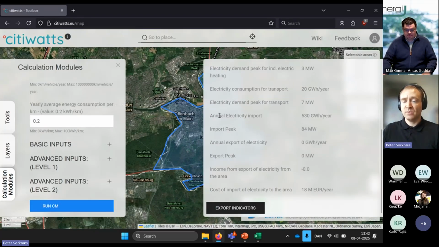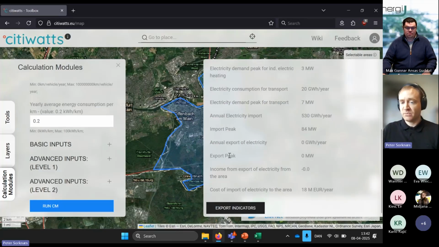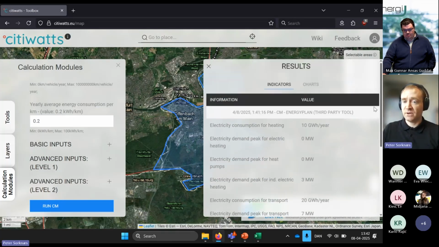And then here is how much do we import of electricity, what is the peak of that import, so the highest hour, the hour we import the most. And then we can see export. We don't have an export, and it's the same for that with the peak. And then we can see some income if we sell some electricity, and then some cost if we import it. So this is based on some hourly import-export of electricity from this given area.